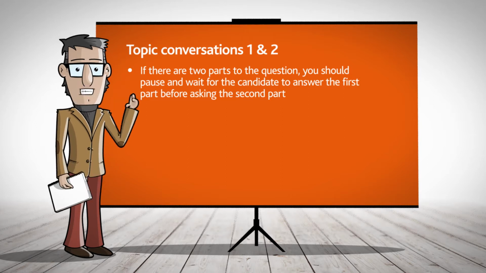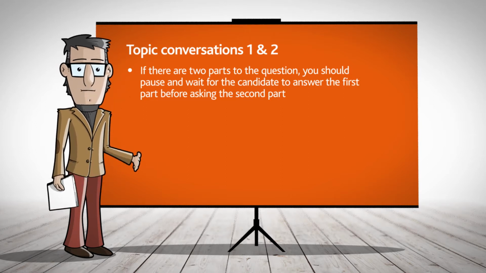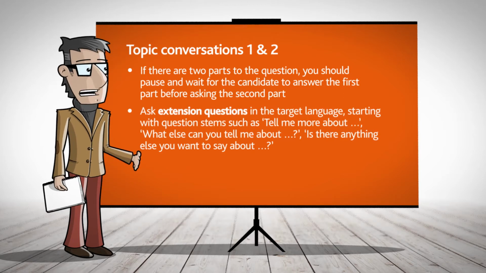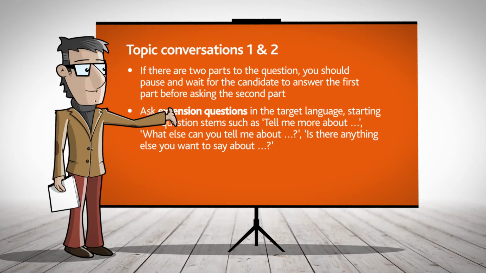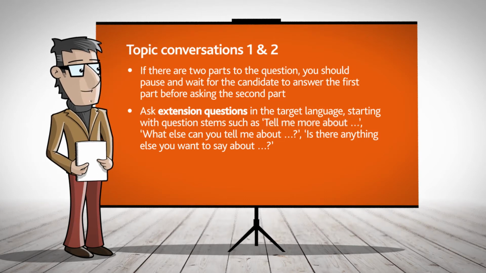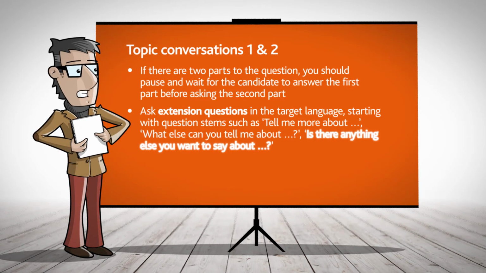If the candidate does not answer a question, or answers very briefly and you think they could give a fuller response, you can ask extension questions in the target language, starting with question stems such as, "Tell me more about," "What else can you tell me about?" or "Is there anything else you want to say about?"